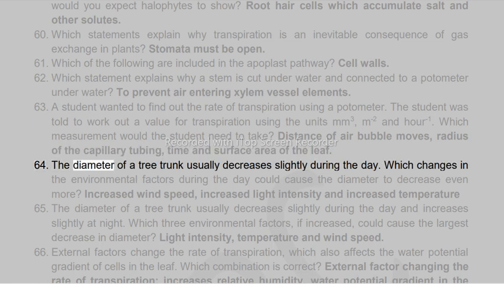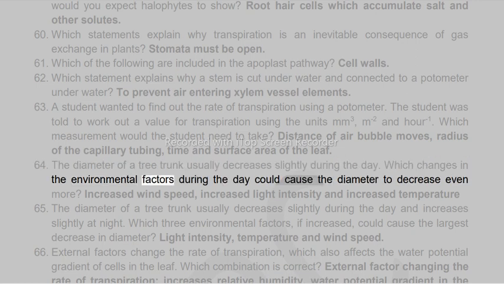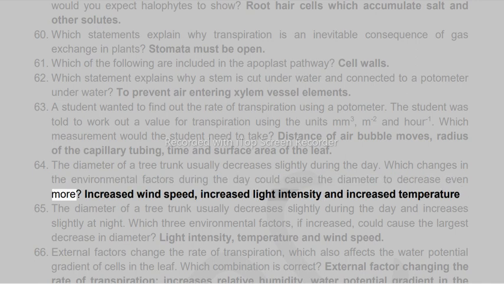64. The diameter of a tree trunk usually decreases slightly during the day. Which changes in the environmental factors during the day could cause the diameter to decrease even more? Increased wind speed, increased light intensity, and increased temperature.